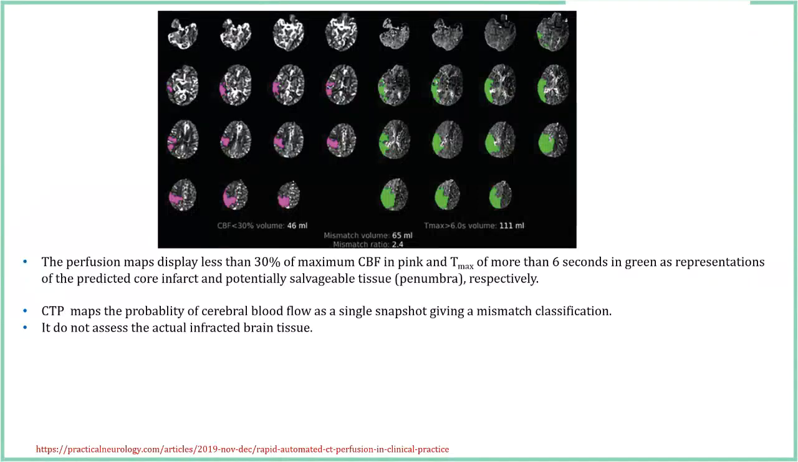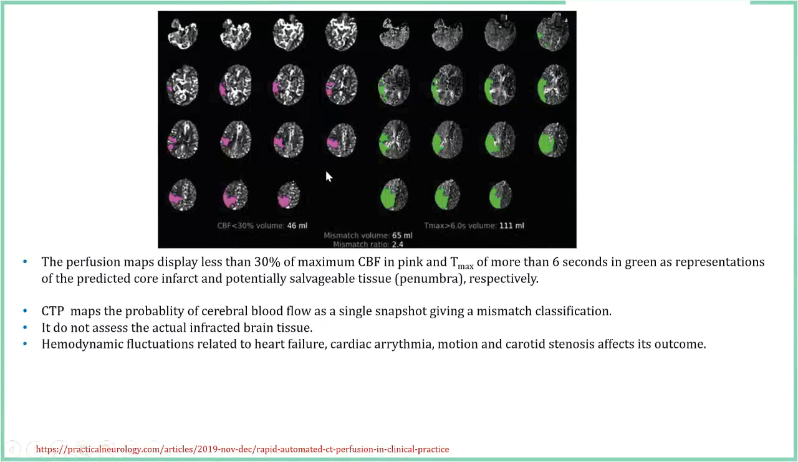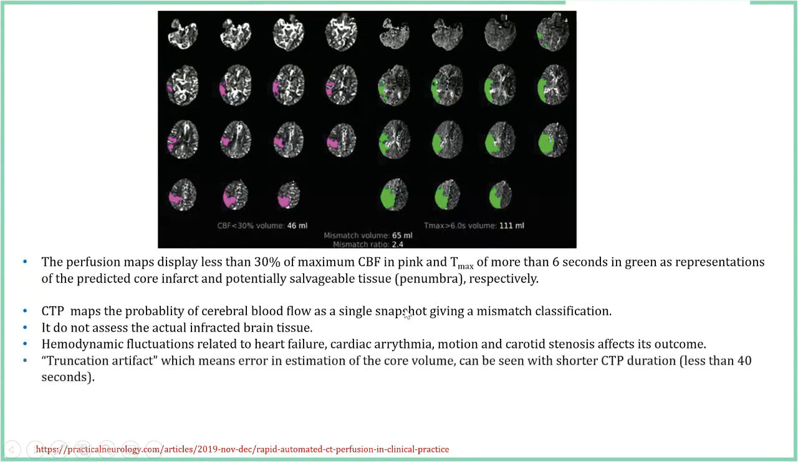But we have to know that this is just a gross estimation. It's a snapshot of the cerebral dynamics inside the brain. It does not assess the actual infarcted brain tissue. There are a lot of limitations in the CTP related to heart failure, cardiac arrhythmia, motion artifact, carotid stenosis, and truncation artifact that happens if we get the CTP very quickly, in less than 40 seconds. So the accuracy of the CTP is in question.